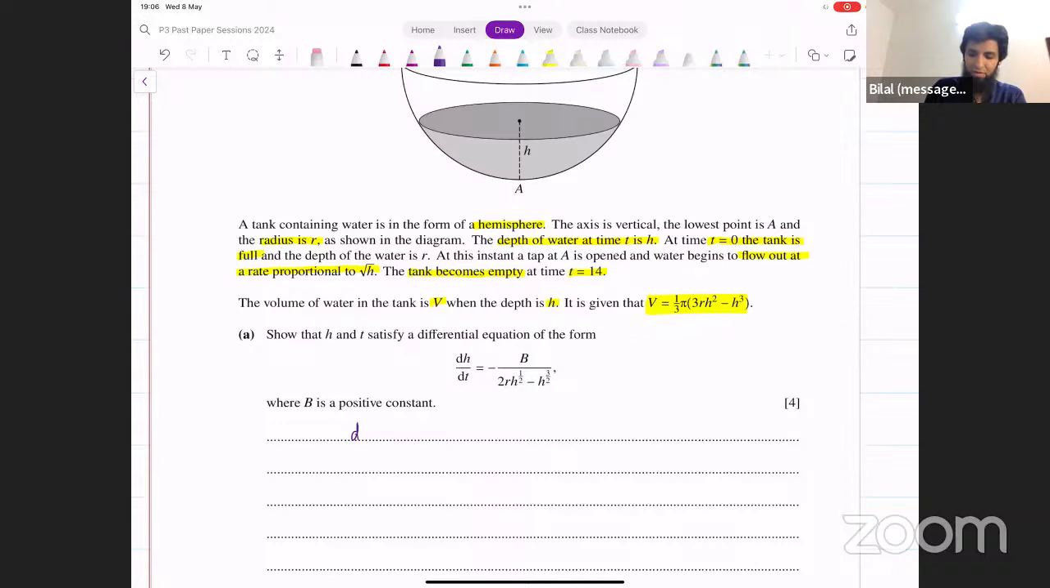It flows out at a rate proportional to square root of H. What does that mean? Water is measured in terms of volume. dV over dt, what is that going to be? That's going to be minus K into square root of H, right? It's flowing out. It's a rate of decrease. The change is negative. So when we talk about dV over dt, it's going to be negative like this. Minus K into square root of H.